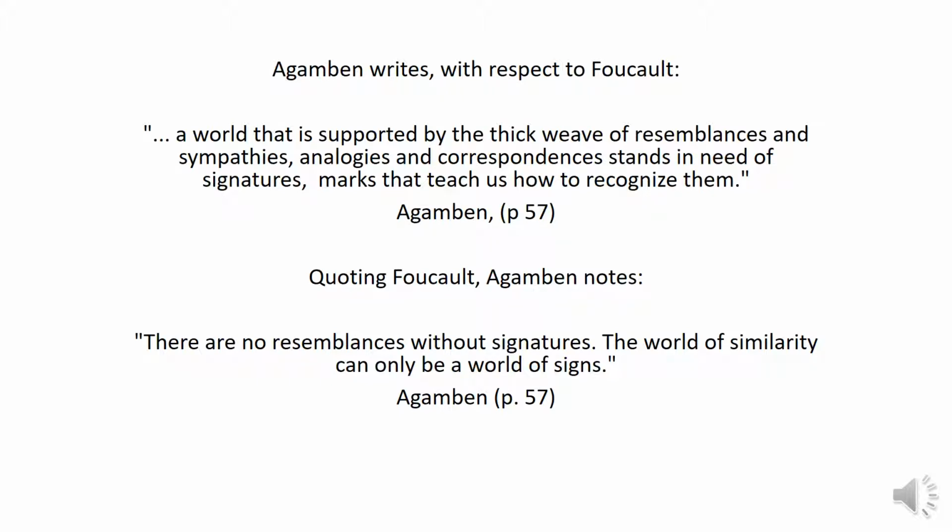As anyone who is familiar with Michel Foucault's The Order of Things knows, he discusses the central role of signatures in the history of Western thought. Agamben notes that although Foucault does not explicitly define signatures, the operation of signatures is important for our understanding of the world. He writes with respect to Foucault, "A world that is supported by the thick weave of resemblances and sympathies, analogies and correspondences, stands in need of signatures, marks that teach us how to recognize them." Quoting Foucault, Agamben notes, "There are no resemblances without signatures. The world of similarity can only be a world of signs."